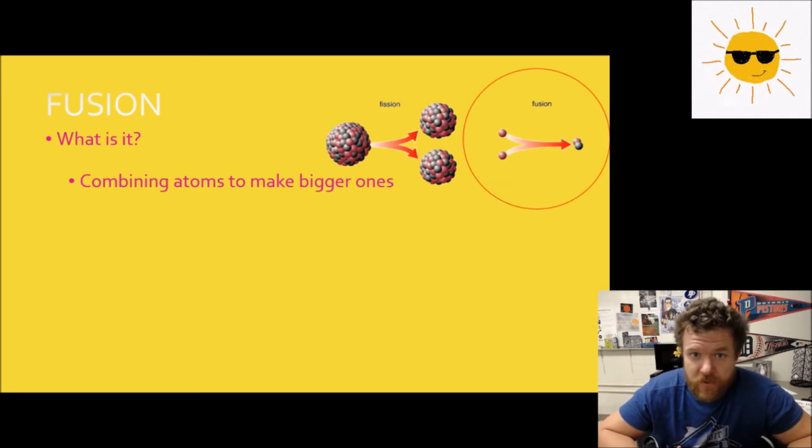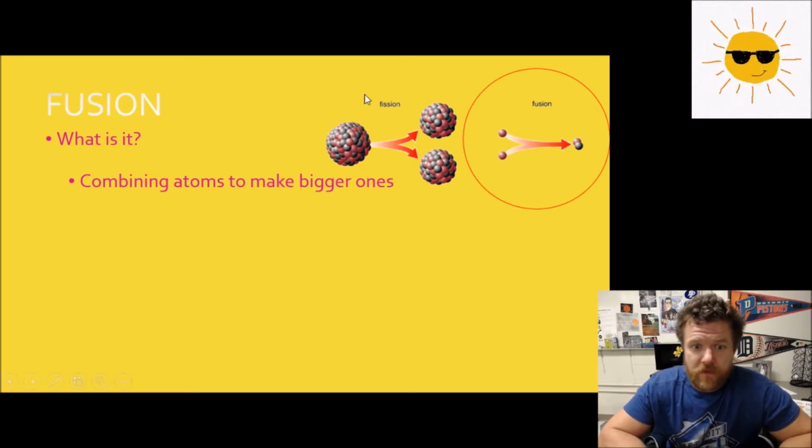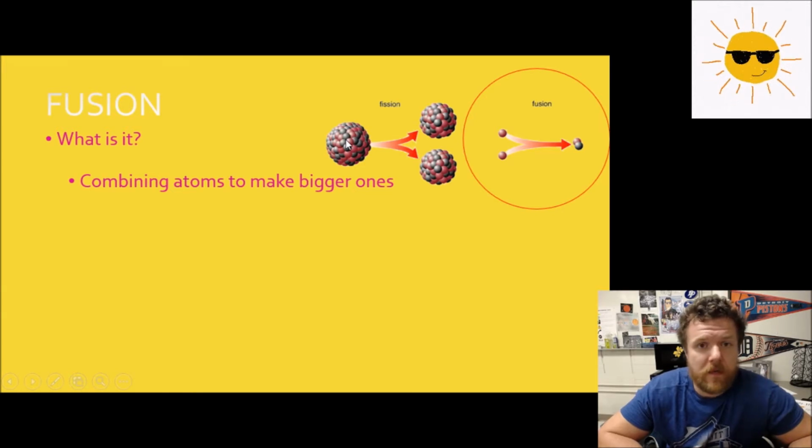Well, fusion is when you take two small atoms and you fuse them together in order to make a bigger one. Fission is when you have a large atom and you break that apart to get two smaller ones. Fission is what's used in nuclear bombs, like a uranium bomb. You basically have a big uranium atom, and when you break it apart, you're going to get two smaller ones and a bunch of energy.